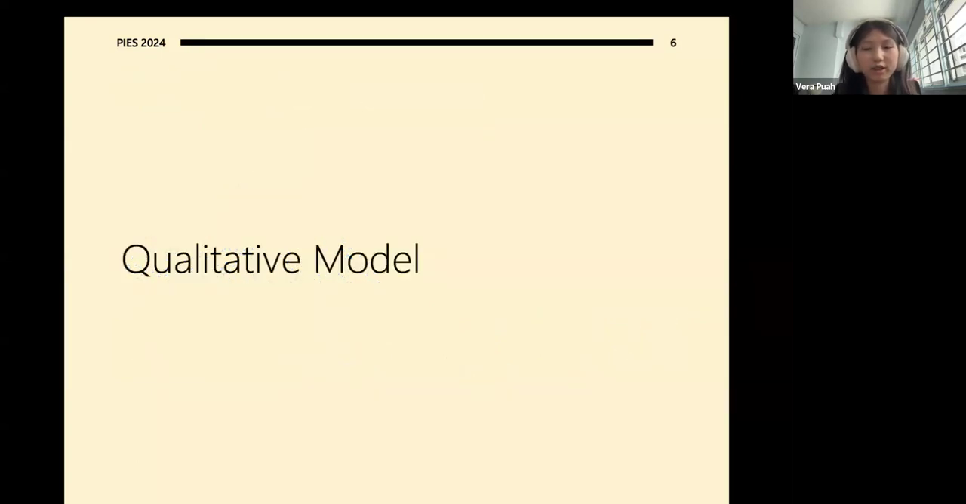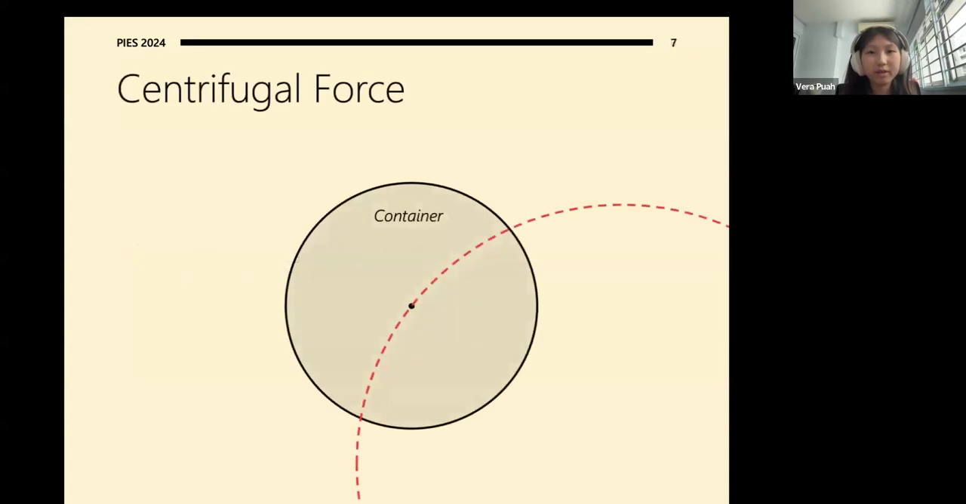So moving on to a qualitative model of this phenomenon. The first thing I would like to introduce is the centrifugal force. We notice that a lot of the time in this problem, we're talking about the motion of the balls with respect to the container. So it would be really nice if we could look at this problem from the frame of the container.